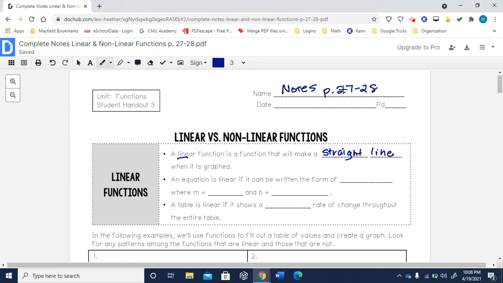An equation is linear if it can be written in the form y equals mx plus b, where m is the slope and b is the y-intercept. And then a table is linear if it shows a constant rate of change throughout the entire table. So we're going to look at functions and say, are they linear or nonlinear? Nonlinear just means it does not make a straight line.